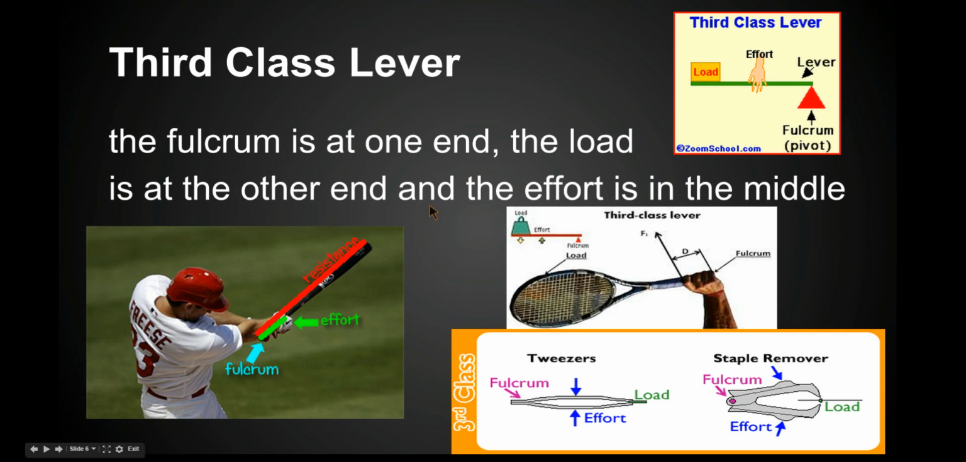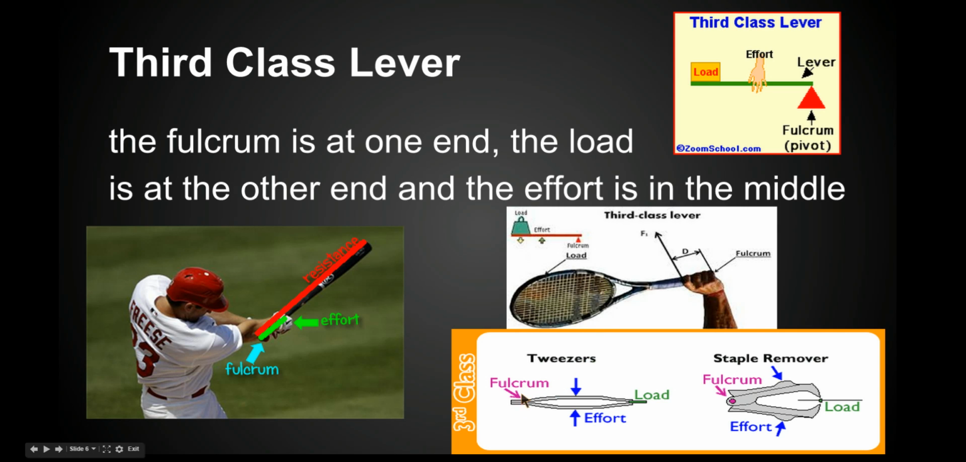A great example of this is sports equipment. We look at a bat: the fulcrum is right here at the end with the player's wrists. The effort is swinging the bat through, and the load is the weight of the bat at the end. Tennis racket: the fulcrum is right here where you pivot in the hand and the wrist. The effort's right there on the handle, and the load is the weight of the tennis racket.